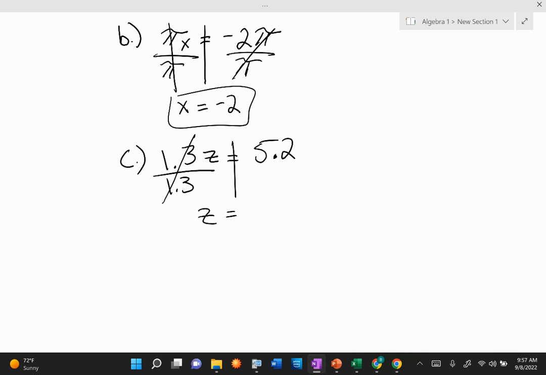We're going to bring the z down. Whatever we do to one side, you have to do to the other. Then we have 5.2 divided by 1.3. Okay, you've got some practice problems.